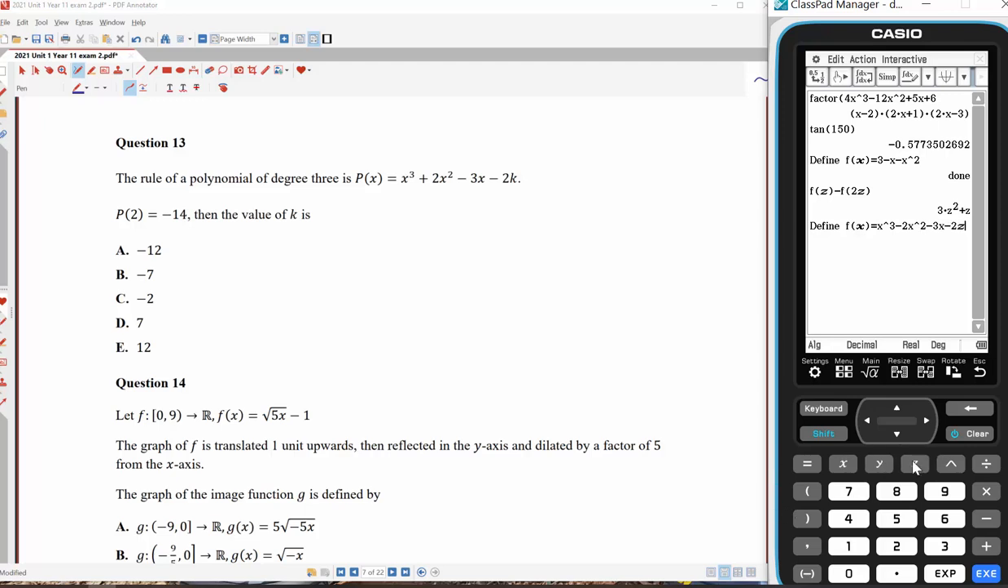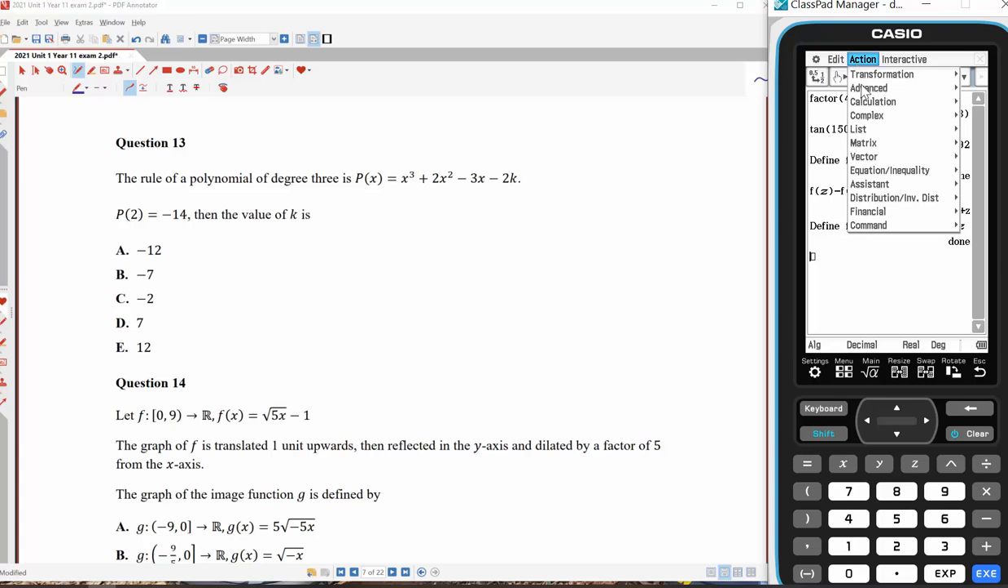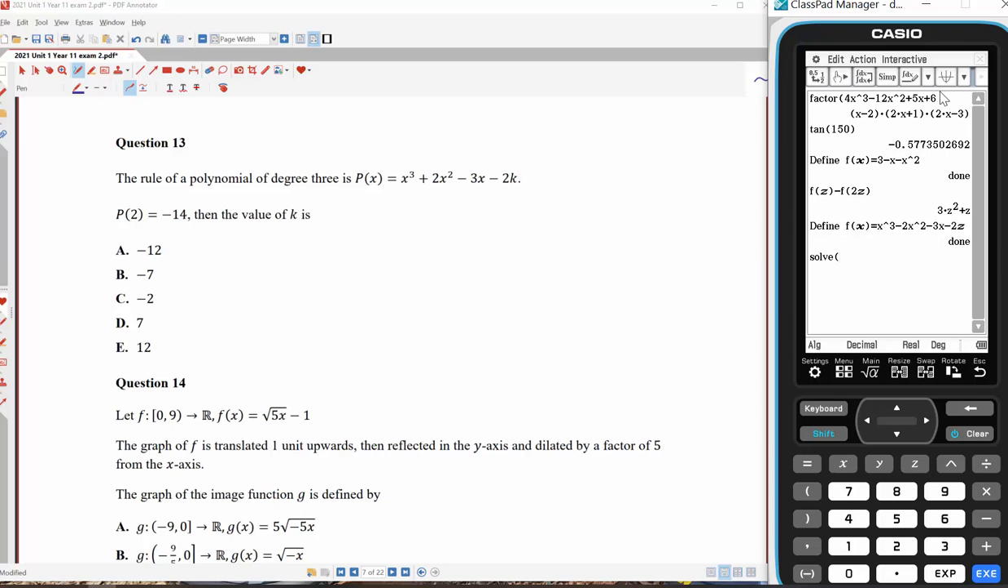We'll go Z instead of the K. Okay, so what we'll do is run solve. Action, calculation, is it? Advanced solve. And f of 2 equals negative 14. What we want to do is find the value of Z for which that occurs. So Z is equal to 4. K is equal to 4. Ooh, that's interesting. I'll type it in right. Ooh, plus 2x squared, 12. Okay, all right, crisis averted.